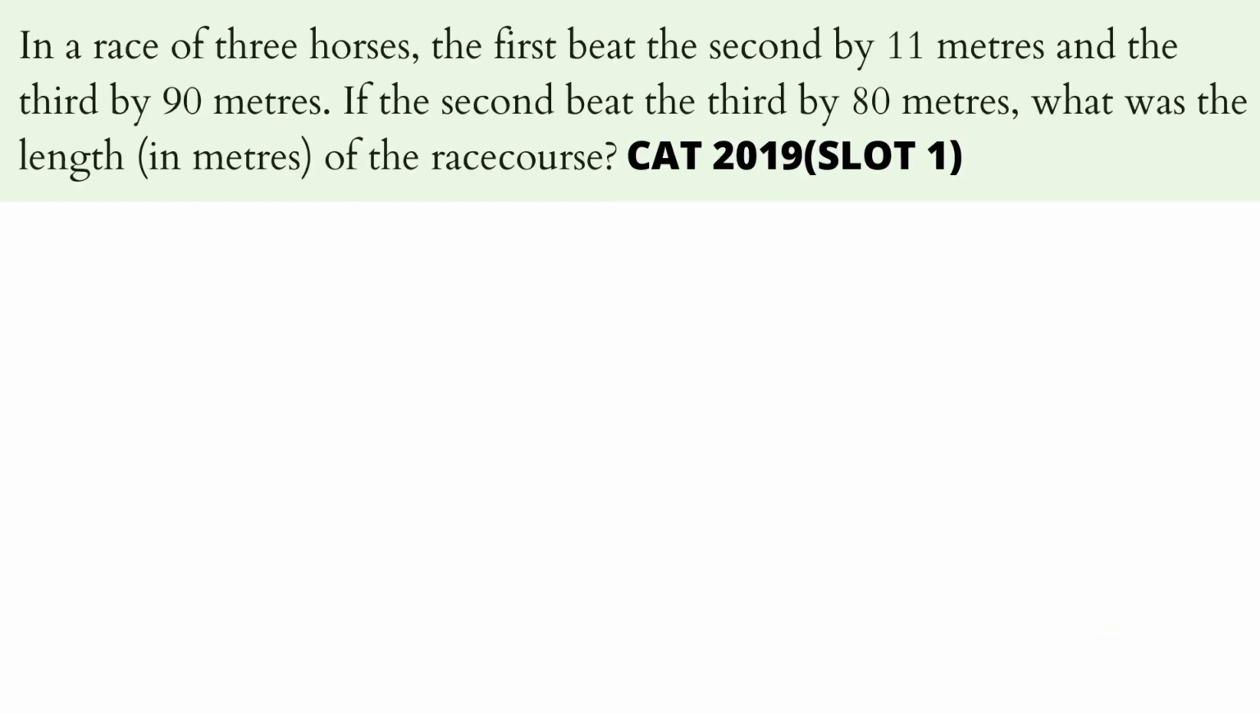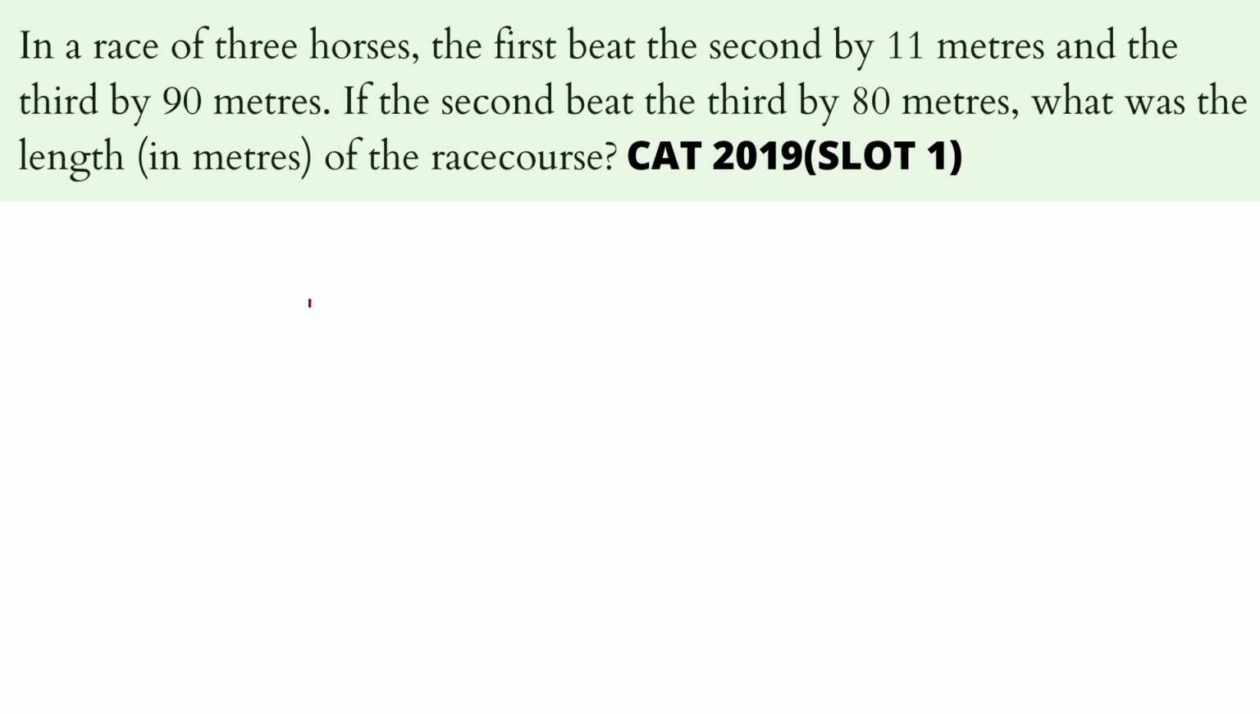Let's move to the next one. In a race of 3 horses, the first beat the second by 11 meters and the third by 90 meters. If the second beat the third by 80 meters, what was the length in meters of the race course? Okay, so this is the previous CAT problem. Now, what is the question saying? This is a track, this is a race. There are 3 horses.